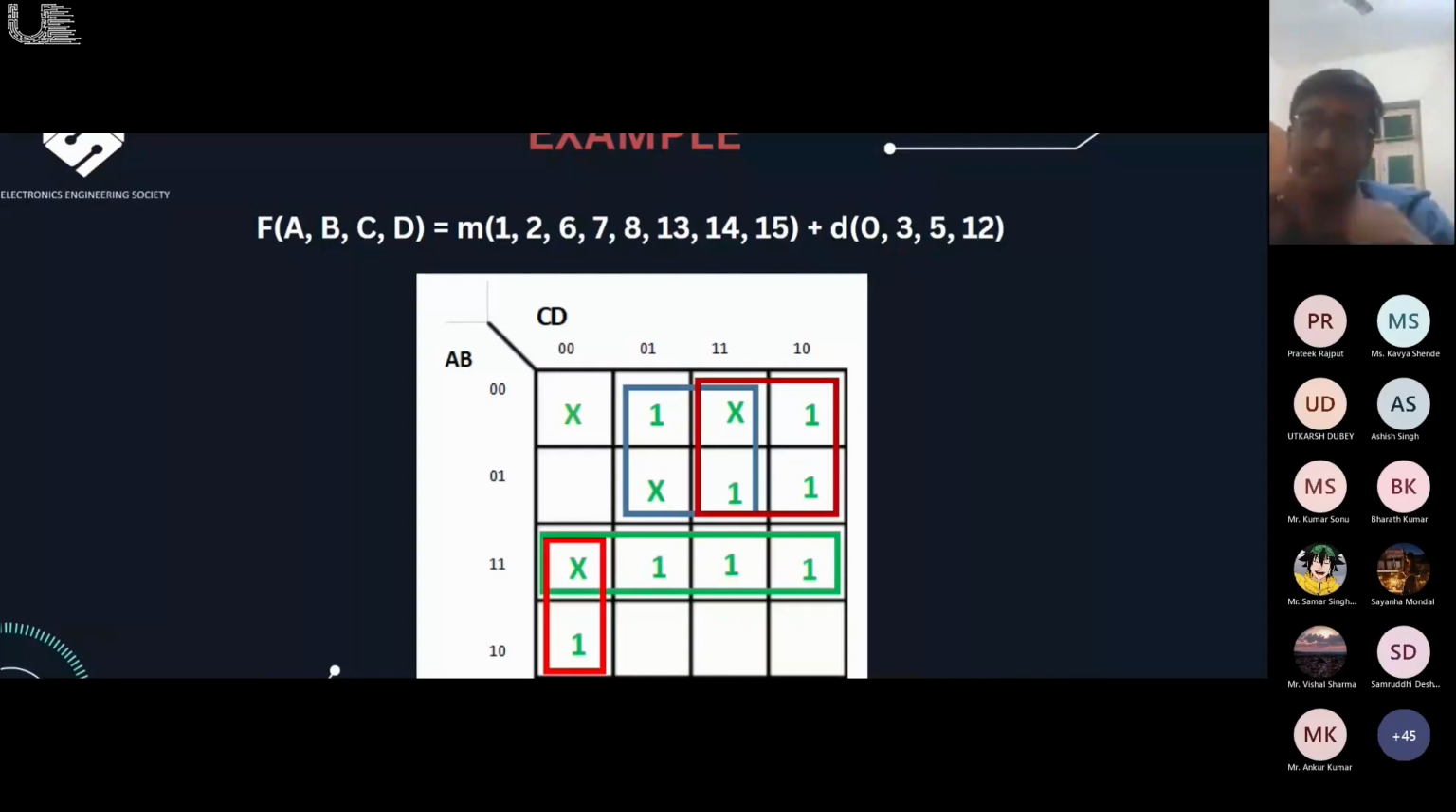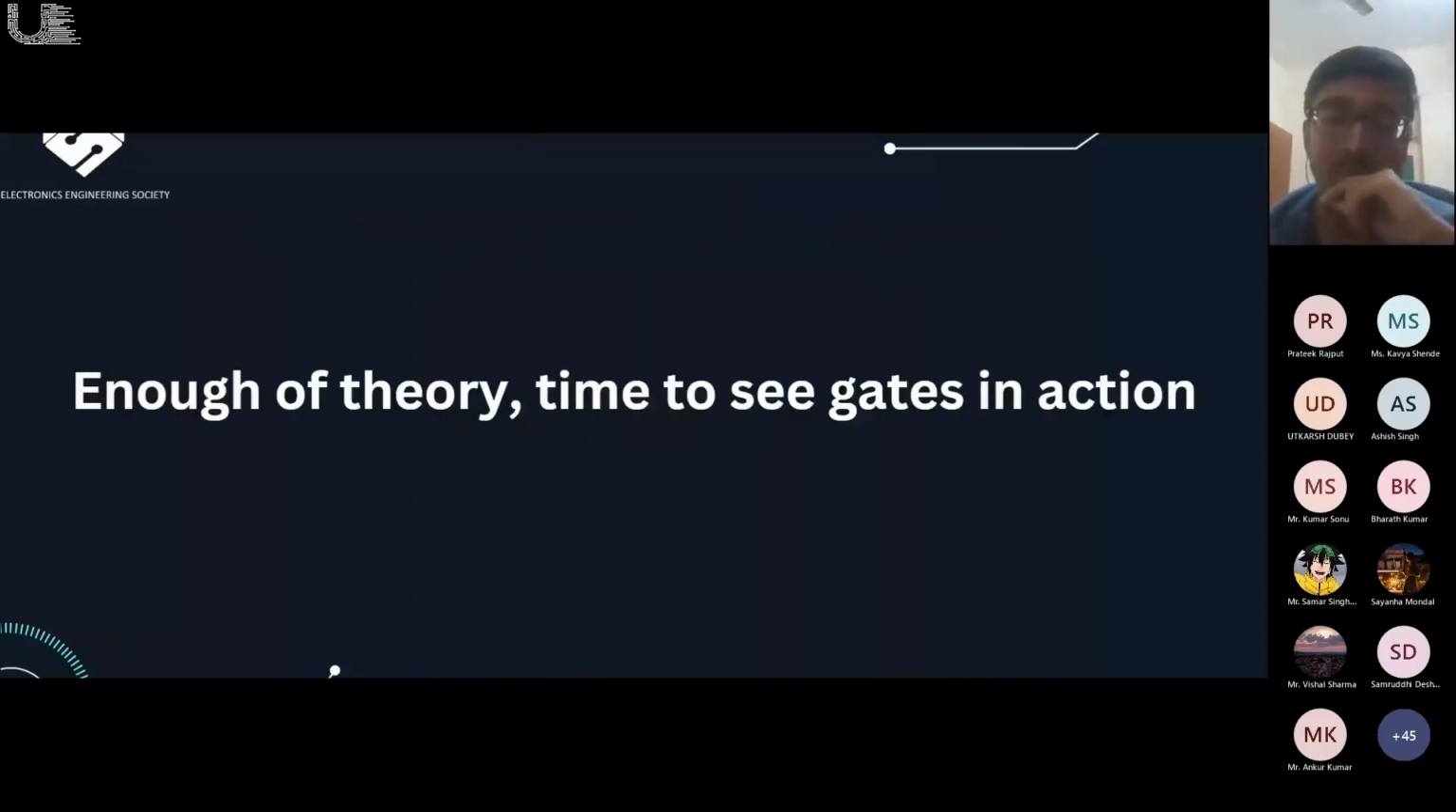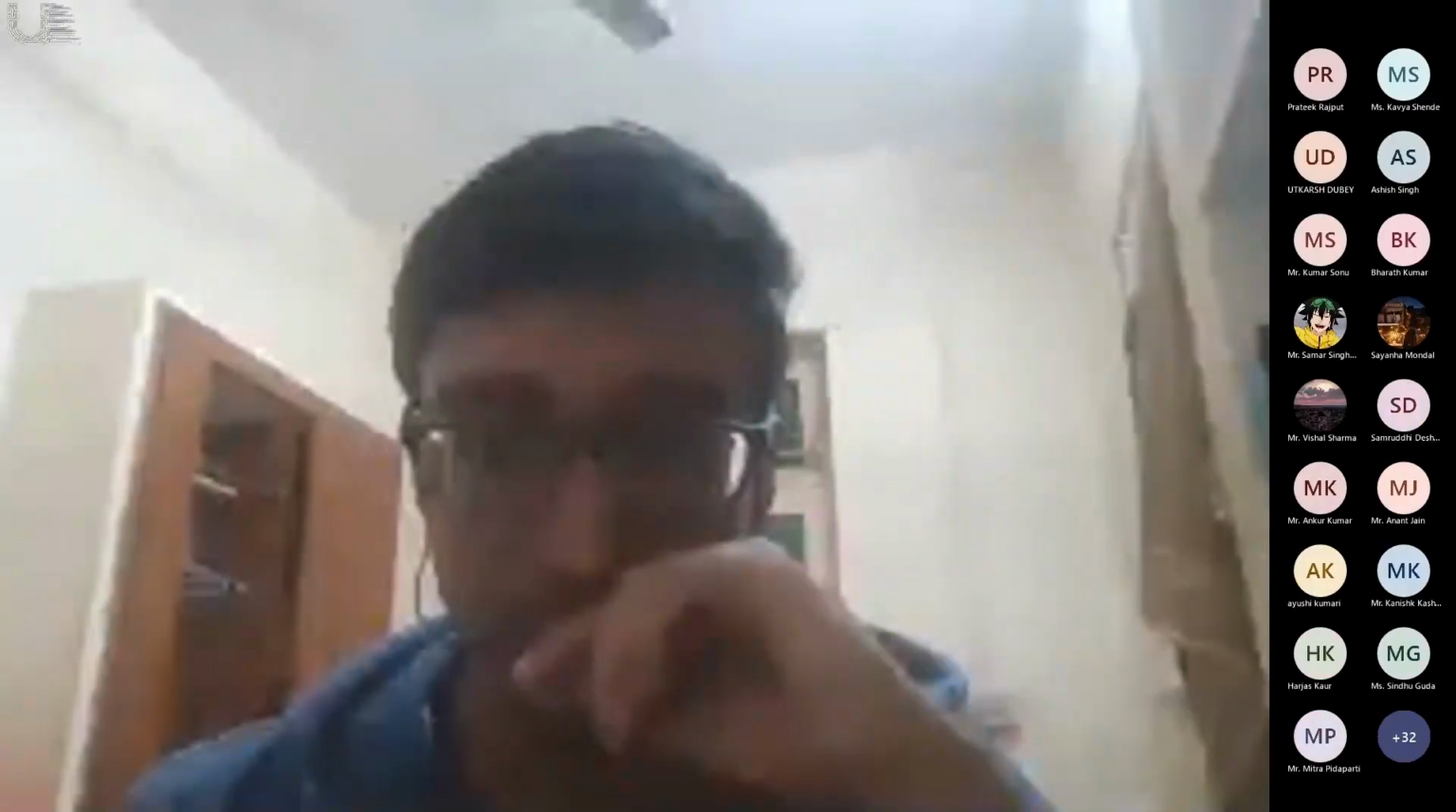And now enough of this boring theory. Okay, time to see some gates in action. I'll show you some gates live. Just give me a minute. And if anyone has any doubts, you can ask me right now because I'll be stopping my slides now. And I'll be showing you some circuits. If anyone has any doubts, you can ask.